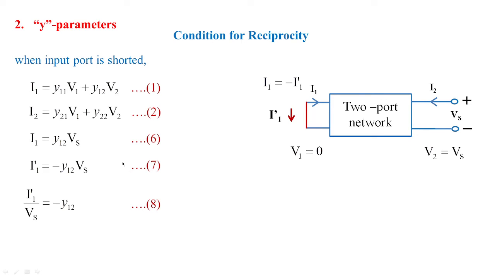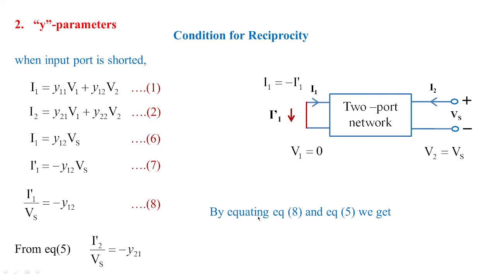With this I'm going to get the input current to output voltage ratio as minus Y12, and I'm treating this as equation 8. Now from equation 5 we know that I2 dash by Vs is equal to minus Y21, and from equation 8 we know that I1 dash by Vs is equal to minus Y12. So we are going to equate these reciprocity conditions, that is equation 8 is equated to equation 5, so that we get Y12 is equal to Y21. Now this is the condition for reciprocity for admittance parameters or Y parameters.